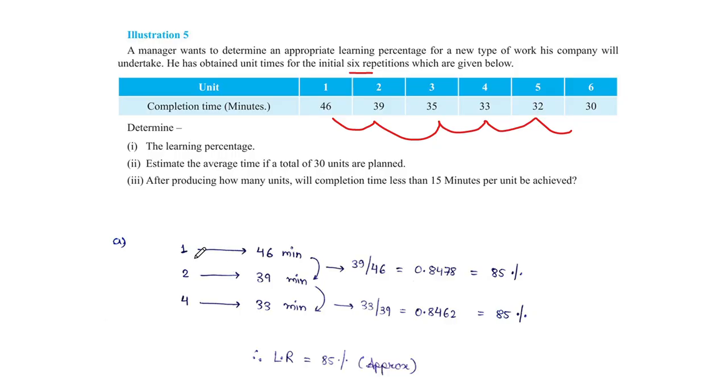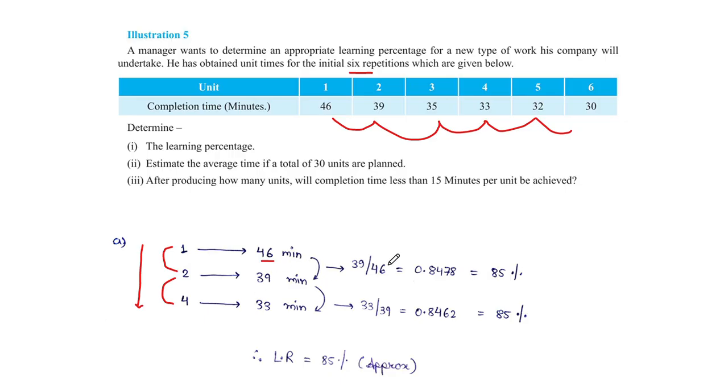So here we can see time taken by first unit is 46 minutes. Time taken by second unit is 39 minutes. And time taken for 4 units. Why are we doubling here? Because when we double the units, the time will reduce as per the learning curve. So for 4 units the time taken is 33 minutes. This data we have taken from the question itself.